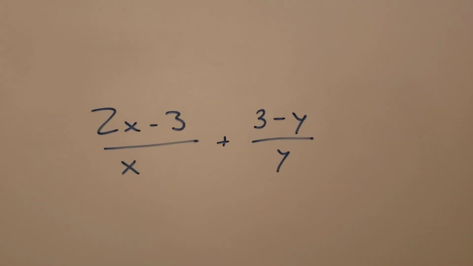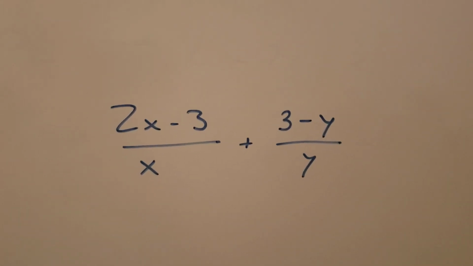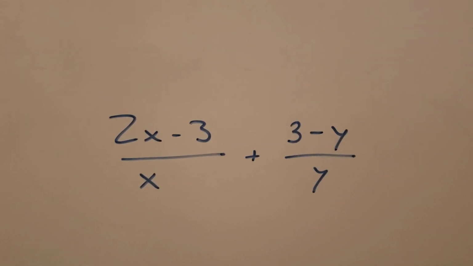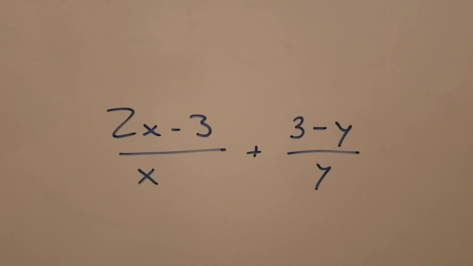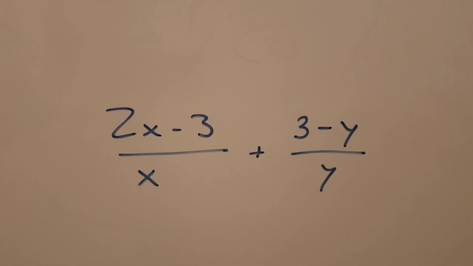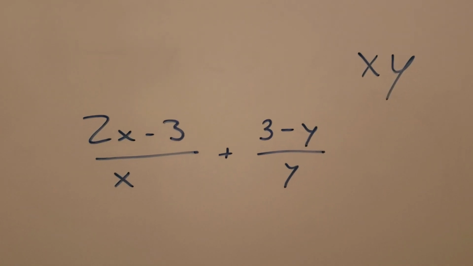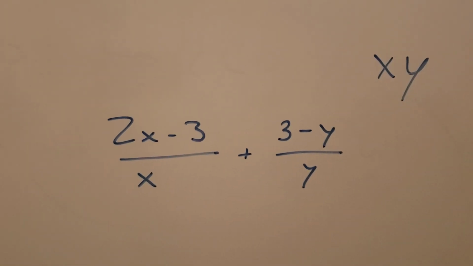So here's my last example. We have 2x minus 3 over x plus 3 minus y over y. First things first is finding that common denominator. The common denominator in this case is going to be xy. It's just the two denominators multiplied by each other.